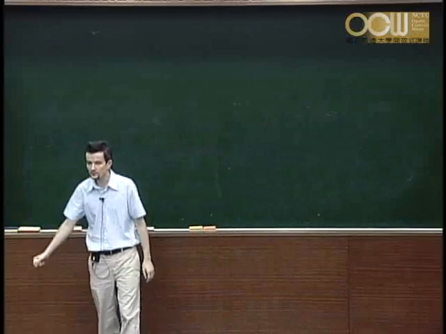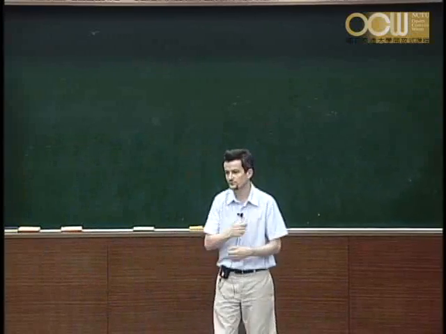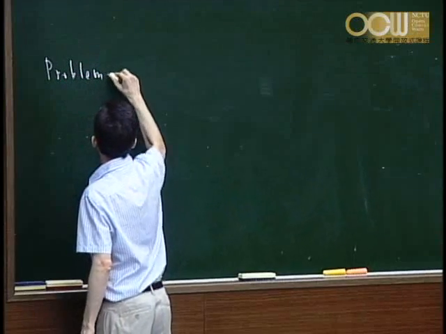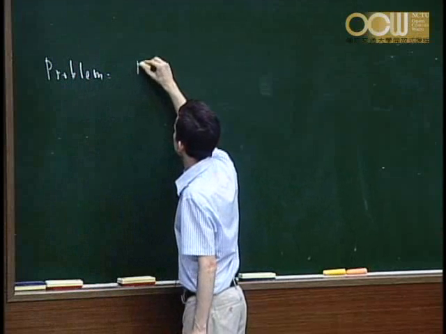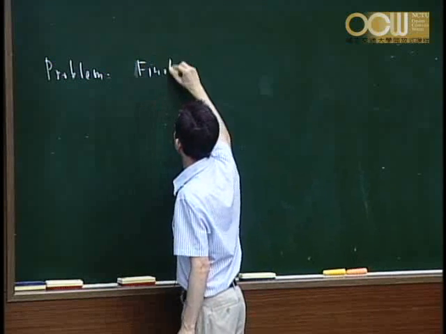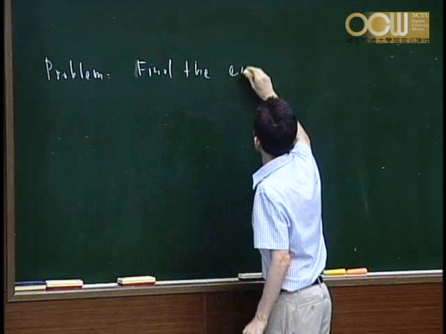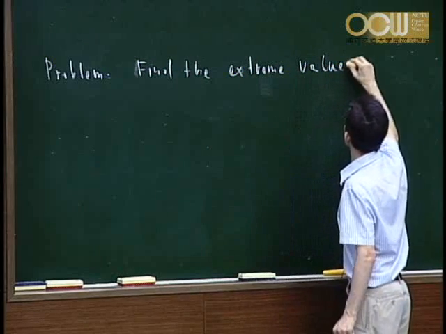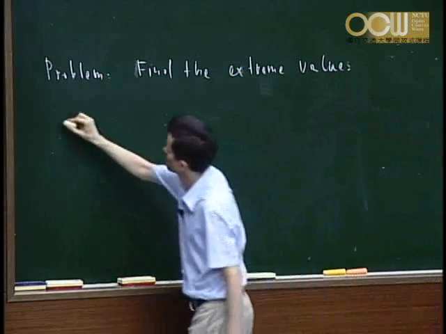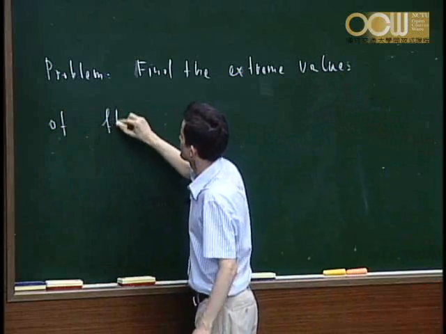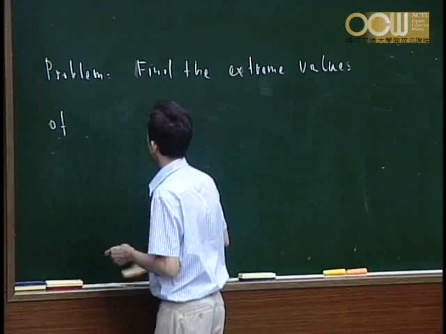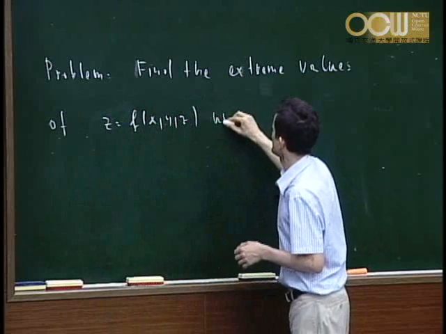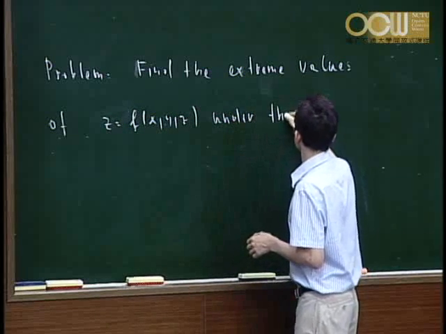If you have a function of 3 variables, you can actually also give 2 constraints. So we have the following problem: find the extreme values of f(x, y, z) under the 2 constraints.